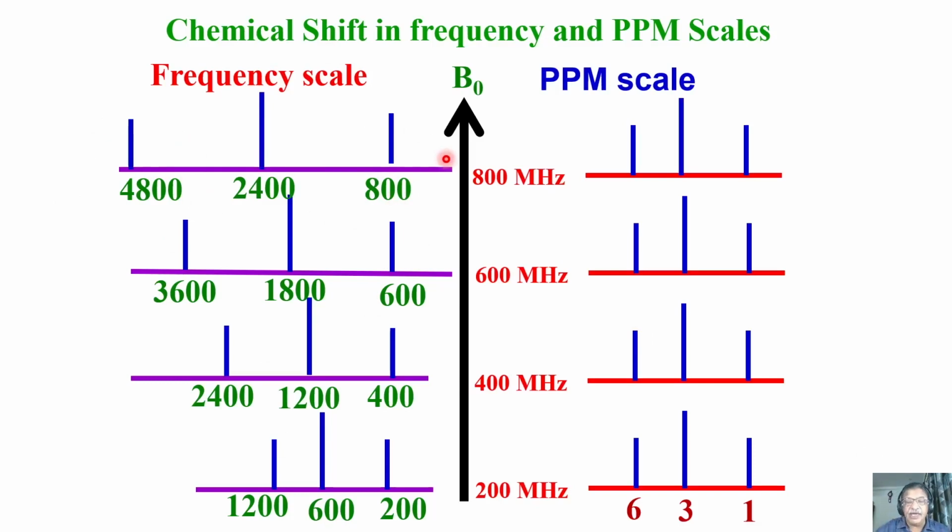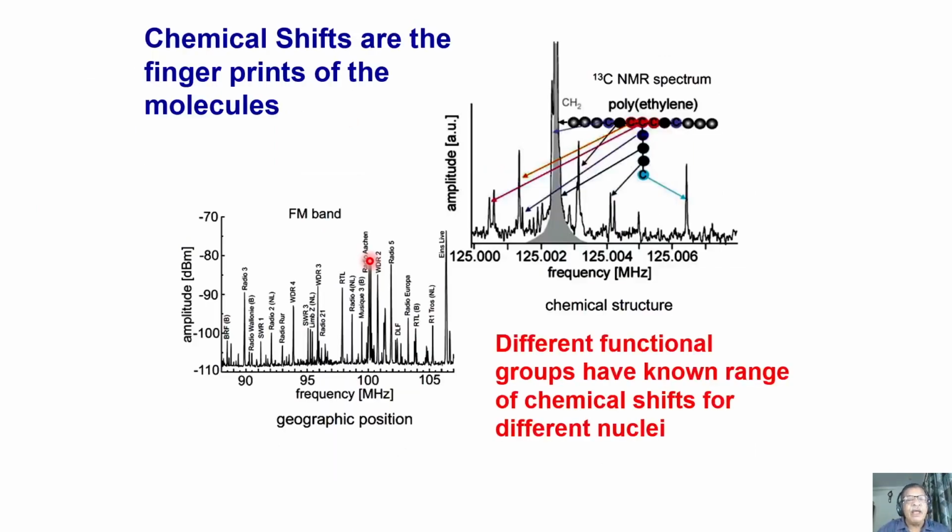Remember this point. I hope you understood this. When expressed in the ppm scale, the spectrum remains the same. Whatever value you express in ppm, in any spectrometer, that remains the same. Whereas in the frequency scale, it increases. That shows there is a dispersion in the spectrum, giving better resolution. All these chemical shifts are the fingerprints of the molecule.